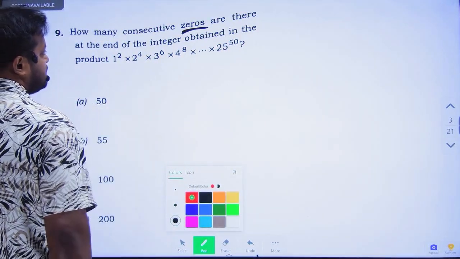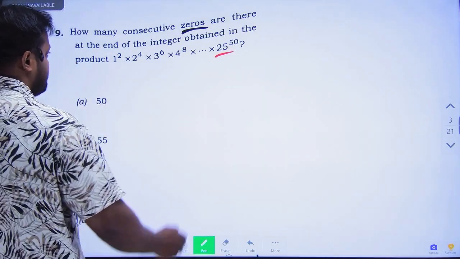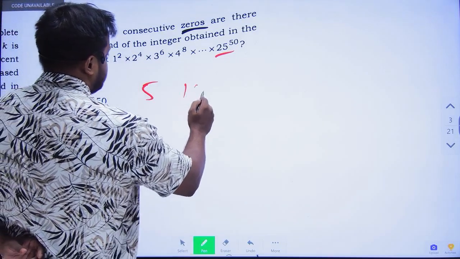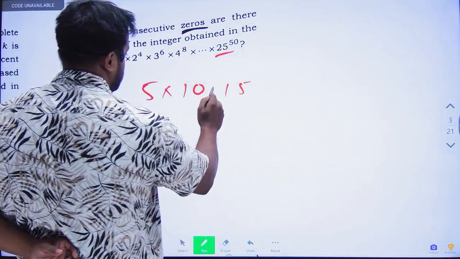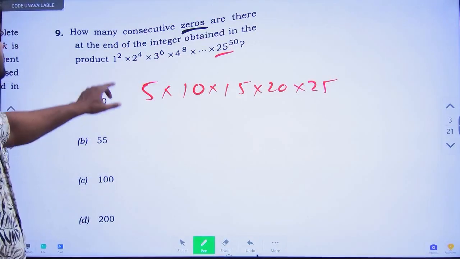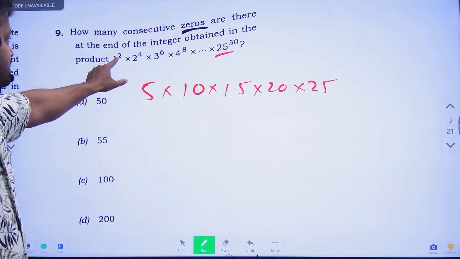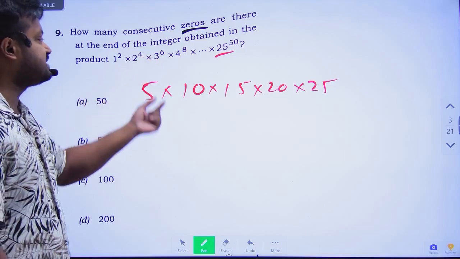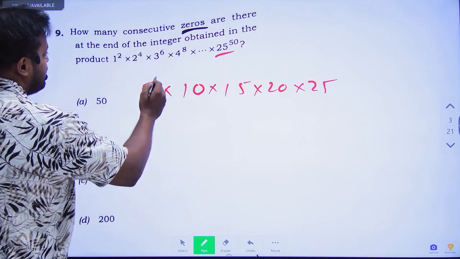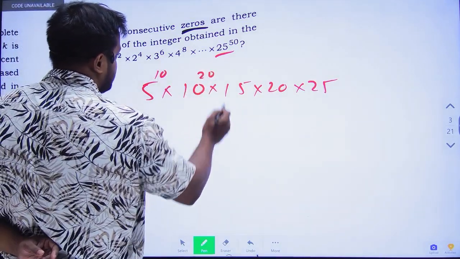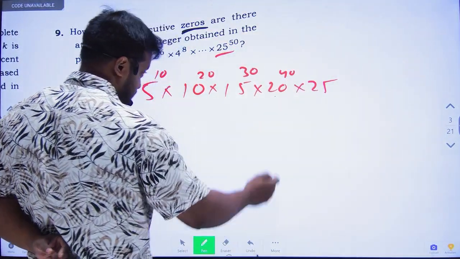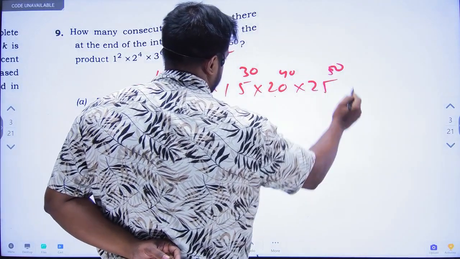See, 1, 2, 3, it's going till 25. So 5 will appear inside this: 5, 10, 15, 20, 25. Students, you can observe the exponents. 1 to the power 2, 2 to the power 4, 3 to the power 6. The exponent is exactly double of the base. So for 5 the exponent would be 10, for 10 the exponent would be 20, for 15 the exponent would be 30, for 20 the exponent would be 40, for 25 the exponent would be 50.